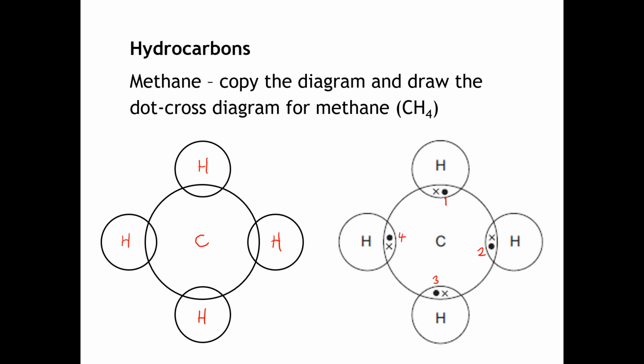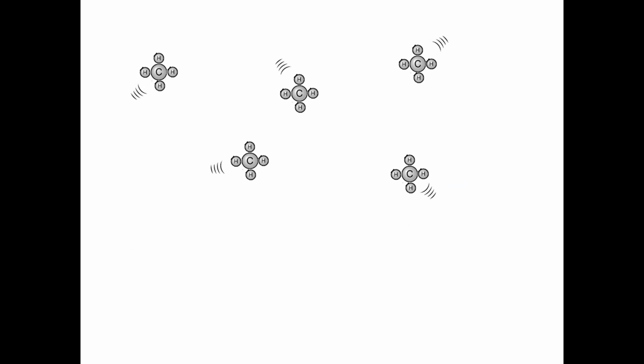We don't show the inner shell. And each hydrogen has just one electron. Now we're saying that the electron is this X for hydrogen, and each atom has now a full outer shell. This is now a stable molecule of methane. That's the simplest hydrocarbon. Let's have a go now at a more complex hydrocarbon.